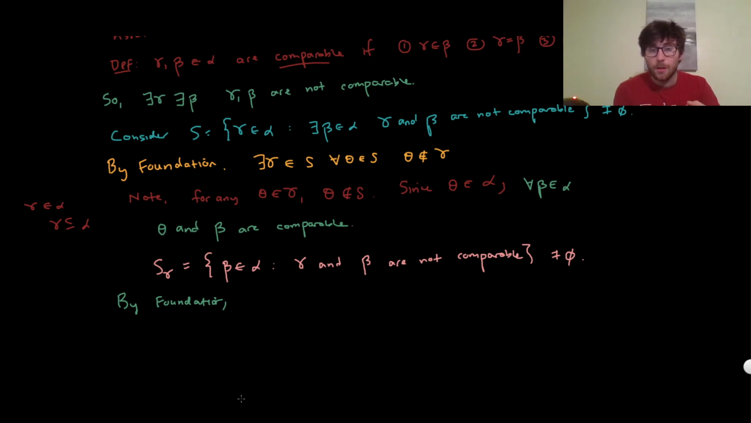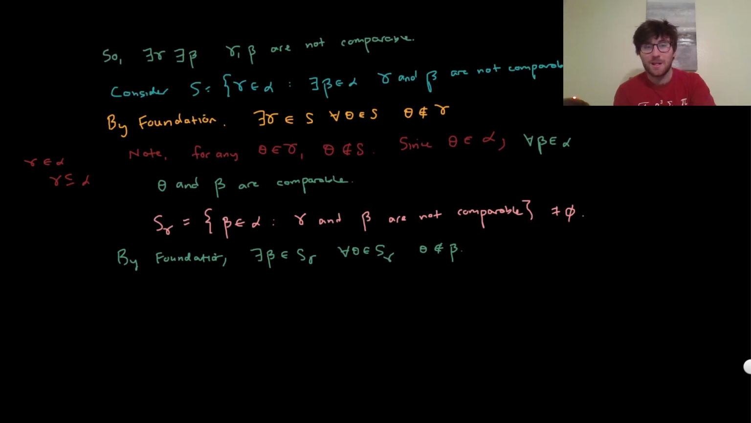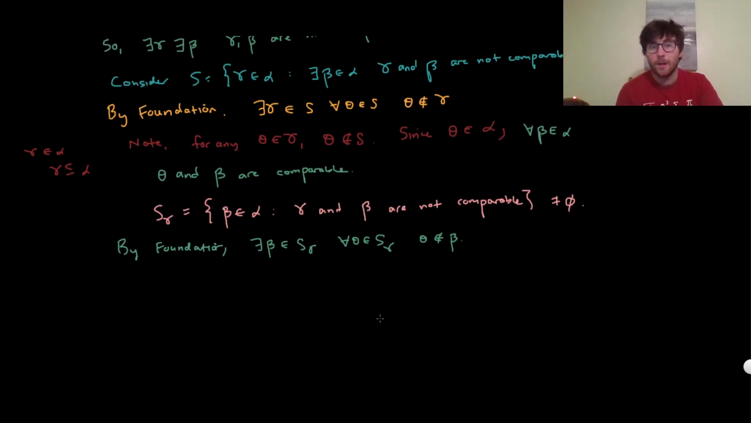what do we know? Well, by foundation, there's some, say, beta that's in S gamma, so that for every single theta in S gamma, we have that theta is not an element of beta. Right, just by writing out what foundation means in this case. Well, S gamma has some epsilon minimal element. So in other words, there's some element beta in S gamma so that everything else in it is not less than beta. But less than for us just means is an element of.